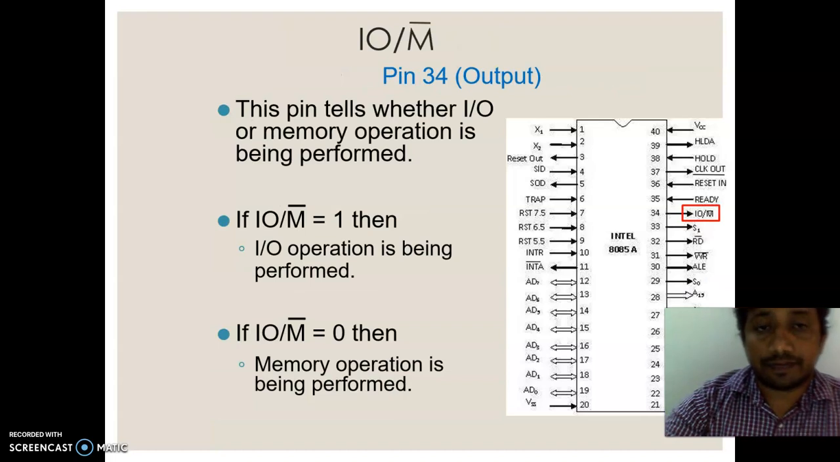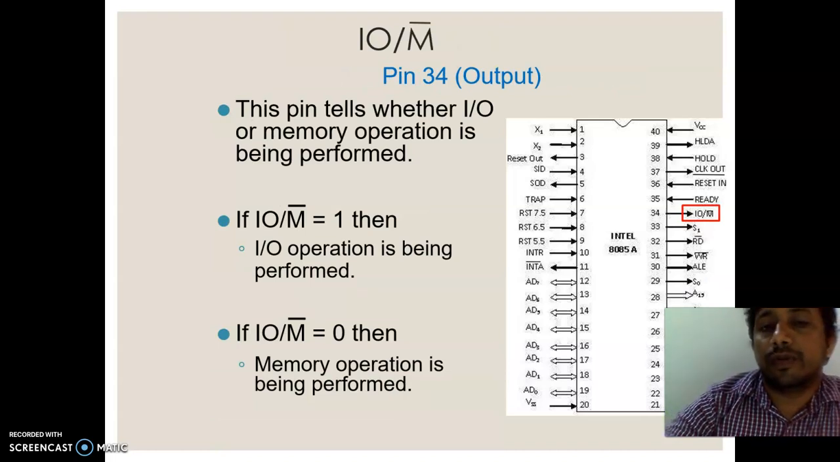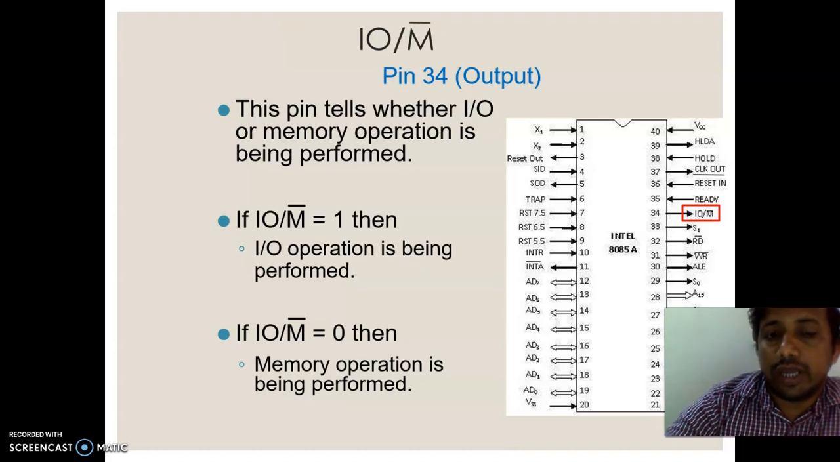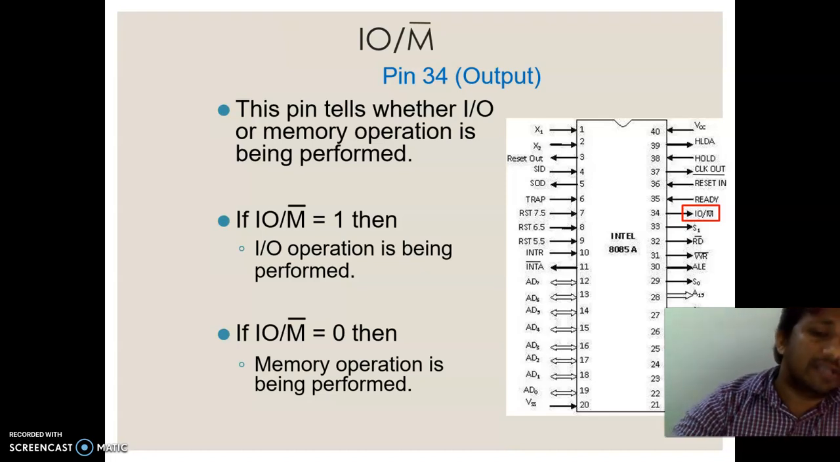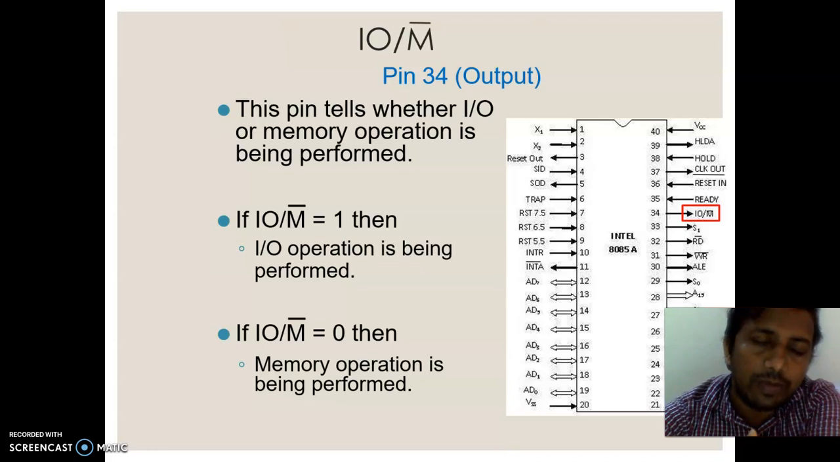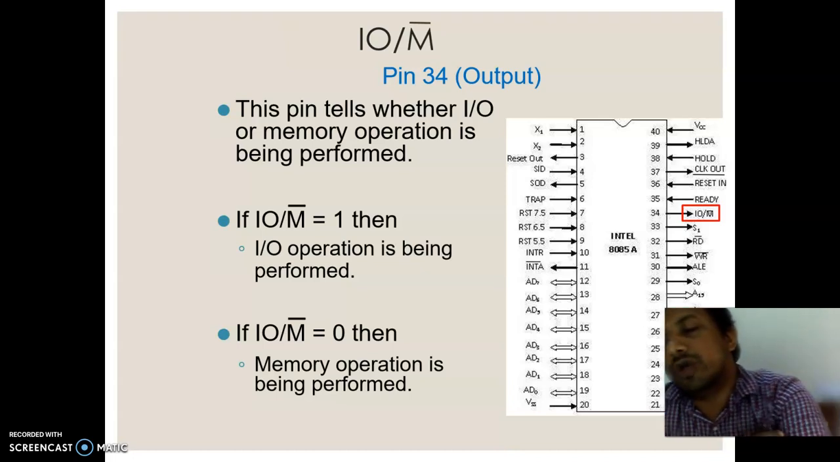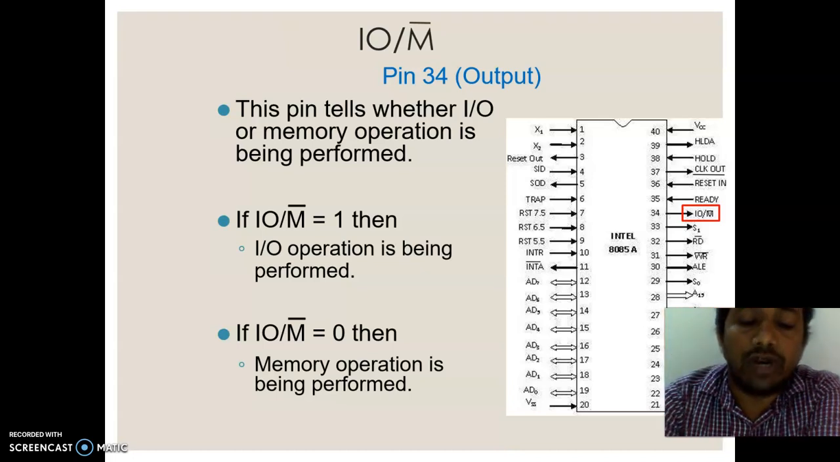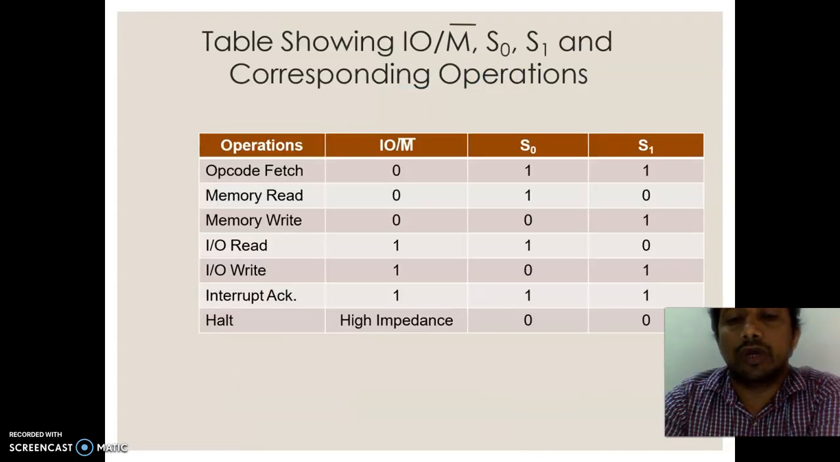Next comes whether you are going for a read, write, or opcode fetch operation from memory or from IO, which is given by this pin. If the pin is equal to 1, it indicates an IO operation is being performed. And when it is 0, a memory operation is being performed. That means we are going to read or write from memory if it is 0, and we are going to read or write from an IO when it is 1. This is about the memory or IO pin.